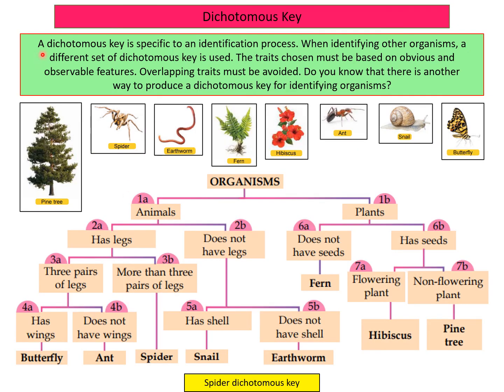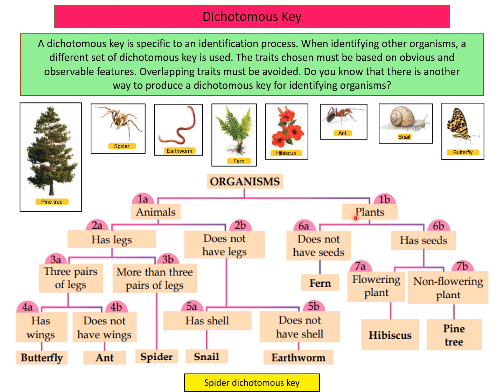A dichotomous key is a specific identification process. When identifying other organisms, a different set of dichotomous key is used. The traits chosen must be based on obvious and observable features. Overlapping traits must be avoided. Do you know that there is another way to produce a dichotomous key for identifying organisms? Yes, the spider dichotomous key. This is another way of identifying organisms. Okay, we look at the example of hibiscus.